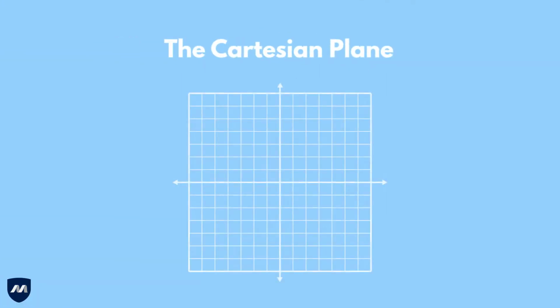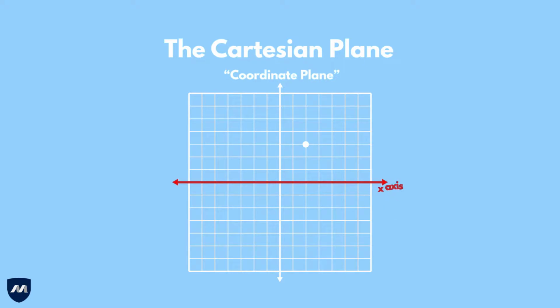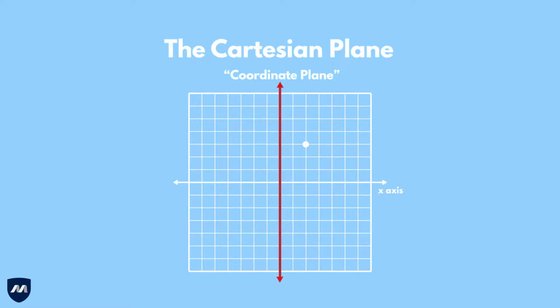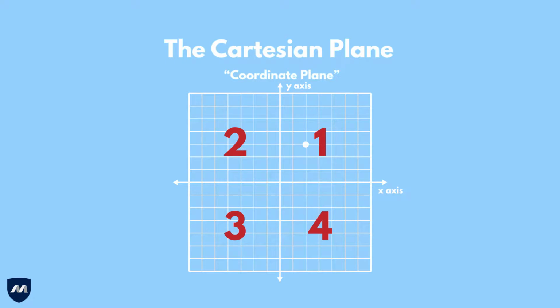In coordinate geometry, points are placed on the coordinate plane. It has two intersecting coordinate axes, the horizontal axis known as the x-axis and the vertical axis known as the y-axis. The point of intersection of these two axes is called the origin. The plane is divided into 4 quadrants.